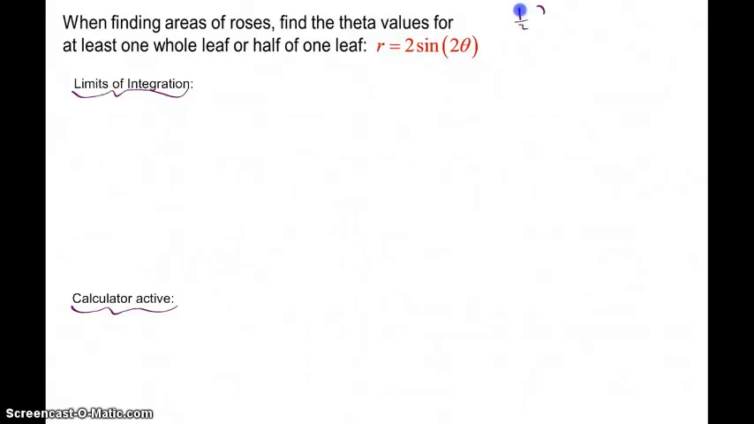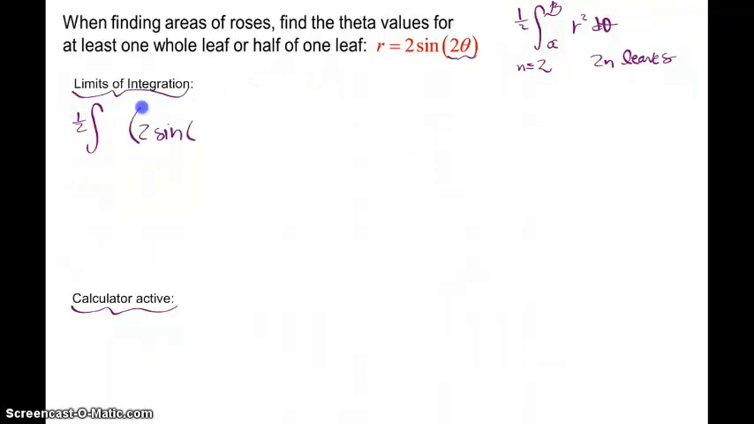So again, our formula, 1/2 integral from alpha to beta of r squared d theta. This is a rose. There is no plus or minus. It is n theta, where n equals 2. Remember, if n is even, then we have 2n leaves. So this is a 4-leafed rose. All right, so we're going to have 1/2. I'm going to leave the limits of integration for now. I'm going to plug in my r, and it's r squared d theta.